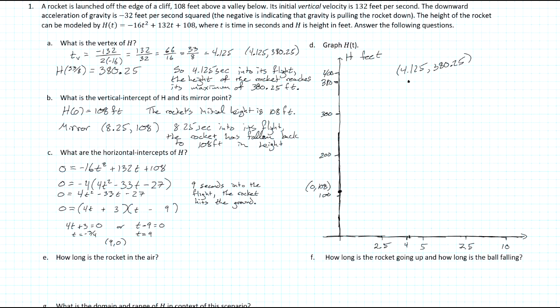And then we've got that vertical intercept already plotted, and then we want the mirror at 8.25. There's 8.5. So 8.25 is right in between those. We'll go up and mark that point at (8.25, 108). And then at 9 seconds, right here, it hits the ground, (9, 0). And so we can go ahead and draw our downward facing parabola. Something like this here.